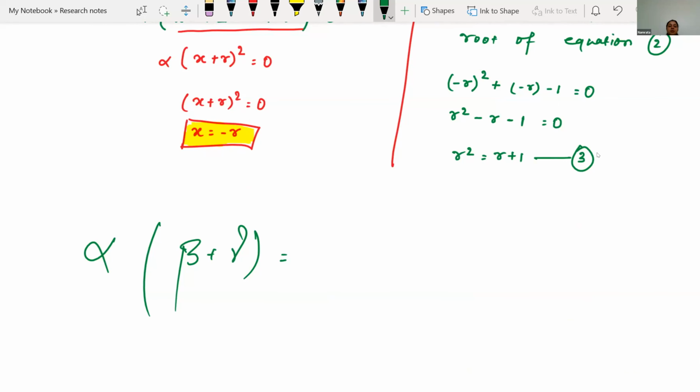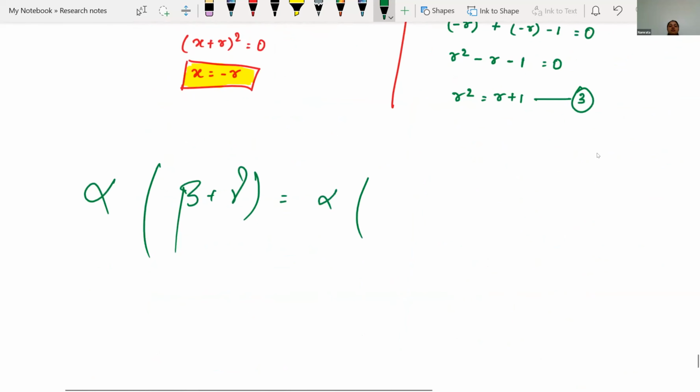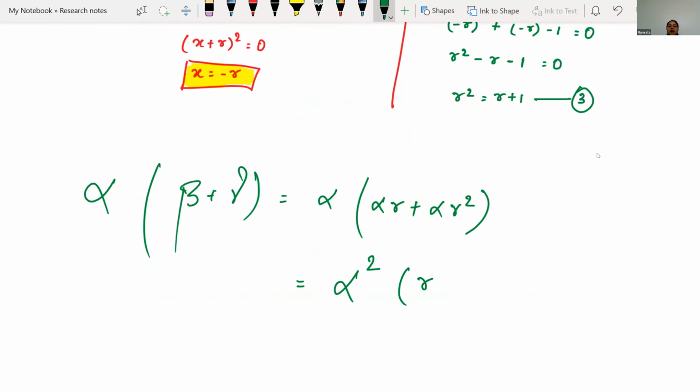So alpha I am keeping as alpha only, and beta and gamma, due to the geometric sequence, we have taken the general form: beta is alpha r and gamma is alpha r square. So alpha can be taken out as common. We are having alpha square, right? And in bracket we are having r plus r square, right?